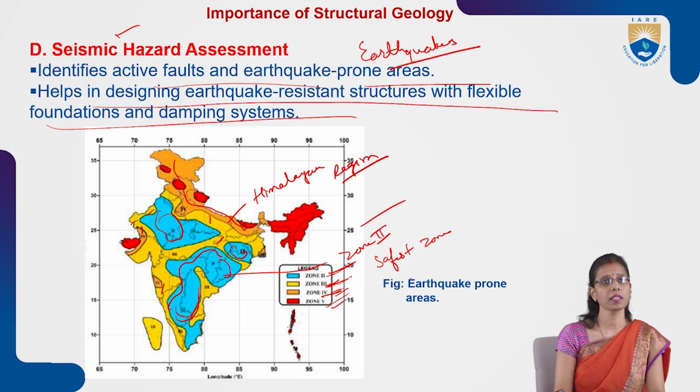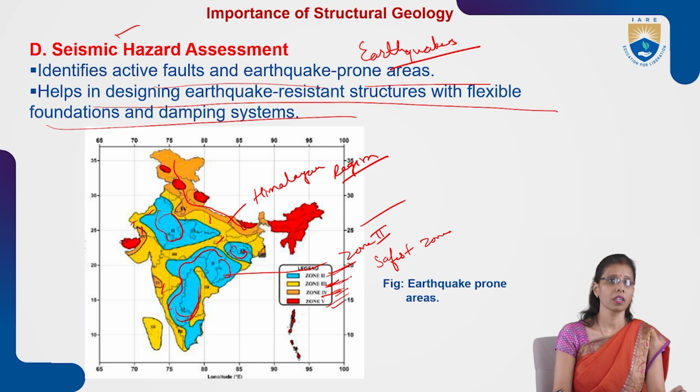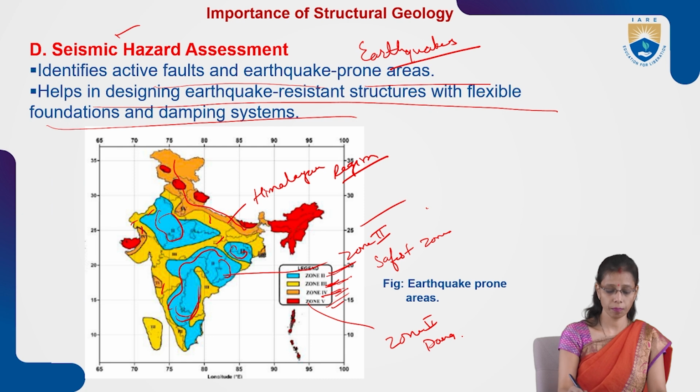So zone 4 is the region where the earthquake occurrence chances are almost 90%. Most of the time you can see earthquake occurrence in these regions with a very high intensity. Now if you talk about zone 5, it comes in the danger zone. So this zone 5 is what we call the danger zone here.